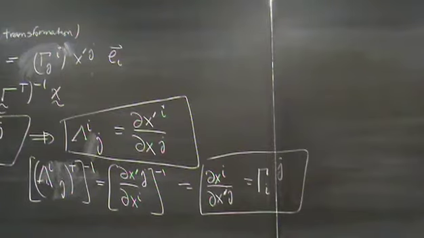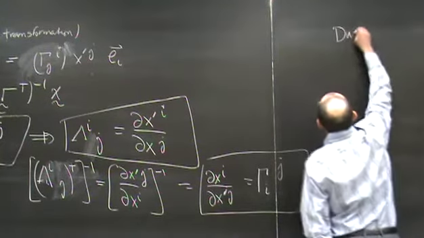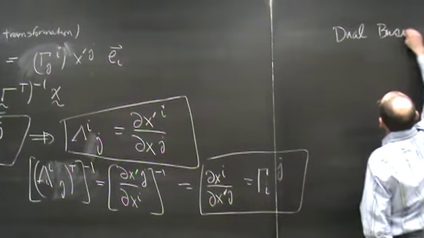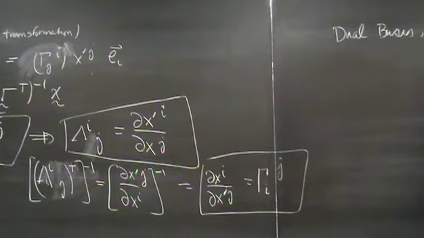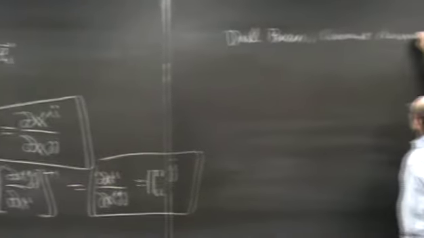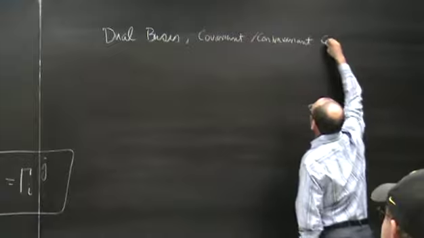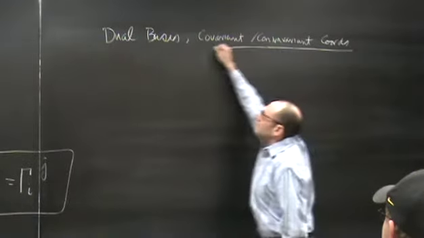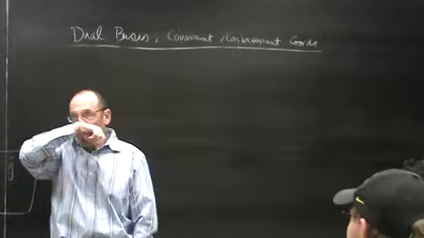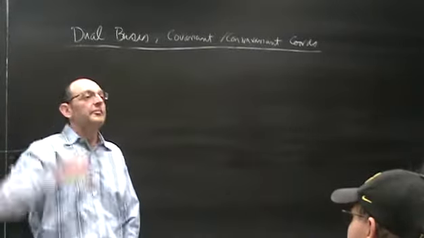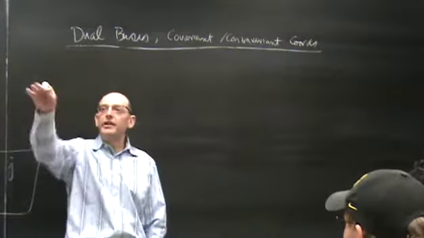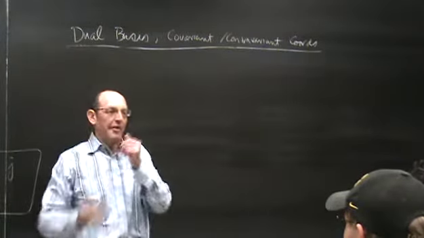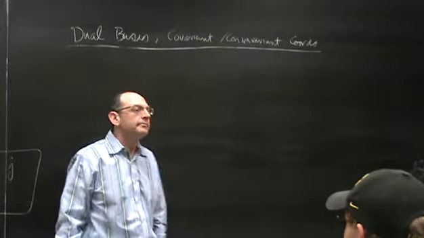Okay, now the next concept that we want to introduce that's important is the notion of the dual basis, covariant and contravariant coordinates. So to do that, let's return to our very simple example of the 2D non-Euclidean geometry where our basis vectors were non-orthogonal to one another. Okay?